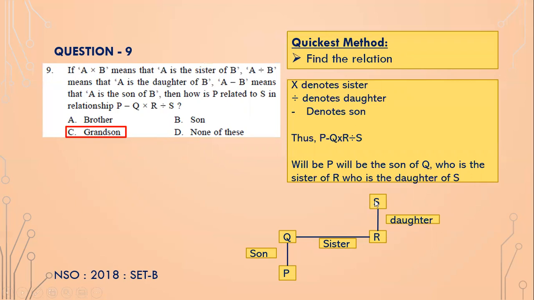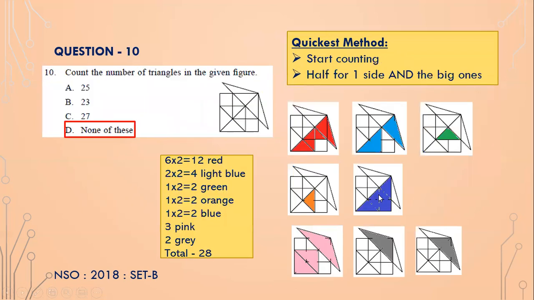So S could be grandmother or grandfather. But P is the grandson of S.